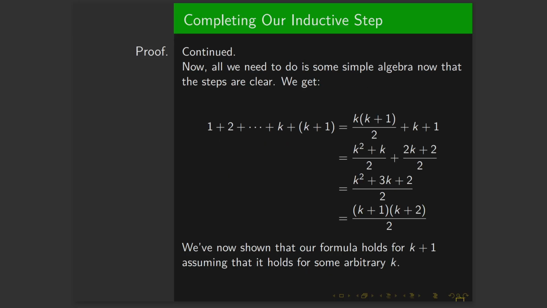So now all we really need to do from this point on, now that we have everything set up really nicely, is some simple algebra so that the steps are clear. So when we expand this out using our induction hypothesis, we get k times k plus 1 over 2 plus k plus 1. And then we expand everything out, we get k squared plus k plus 2k plus 2 all over 2. And then if we factor that out, we get k plus 1 times k plus 2 over 2. And that's exactly what we want to show. So we've shown that the formula does hold for k plus 1, assuming that it holds for some arbitrary k. So we showed that Benny can jump from lily pad k to lily pad k plus 1.